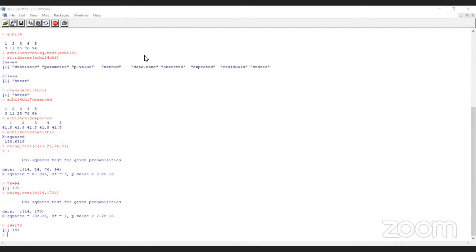And your chi-square is very high. But when you have merged the data, because in the case of category number 1, your observed frequency is 3, less than 5, you have merged these 1 and 2 data. Then automatically your observed frequency becomes 14, 24, 76, 94. So your chi-square value is better because your DF is 3.